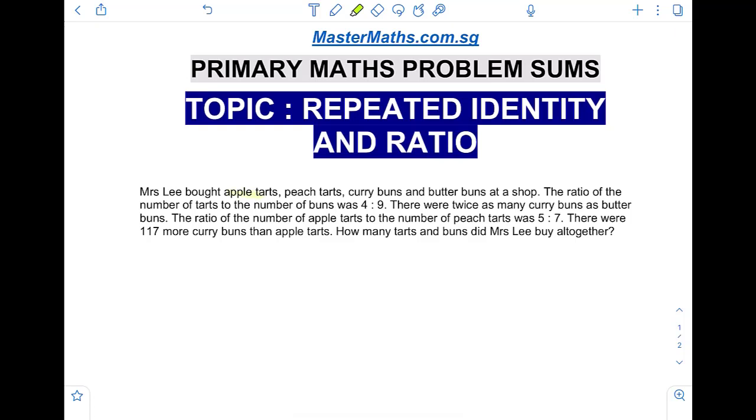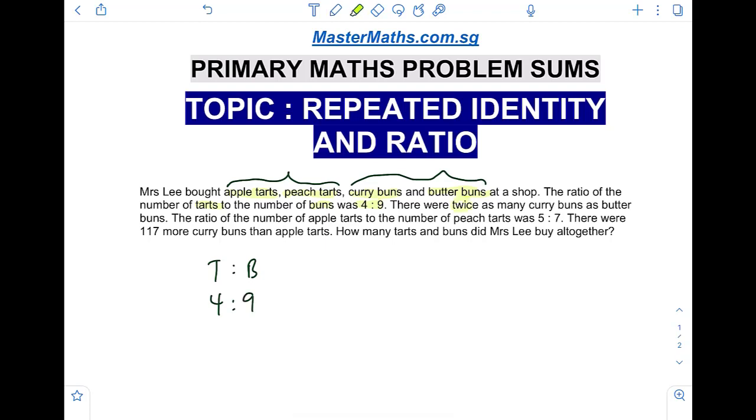Mrs. Lee bought apple tarts, peach tarts, curry buns and butter buns at a shop. So basically there are 2 types of tarts, 2 types of buns as well. The ratio of the number of tarts to the number of buns was 4:9. So basically tarts is to buns 4:9.